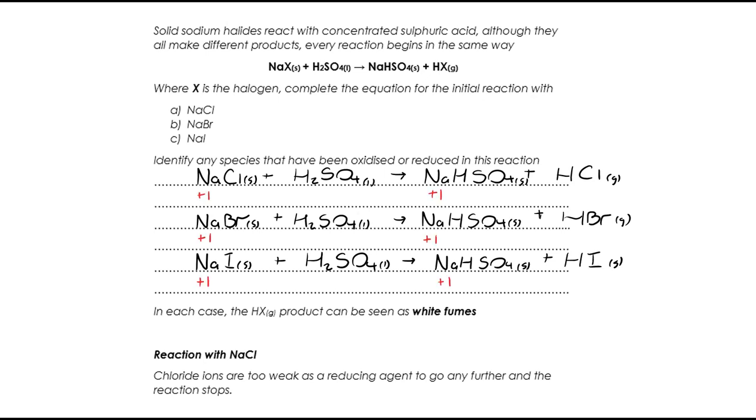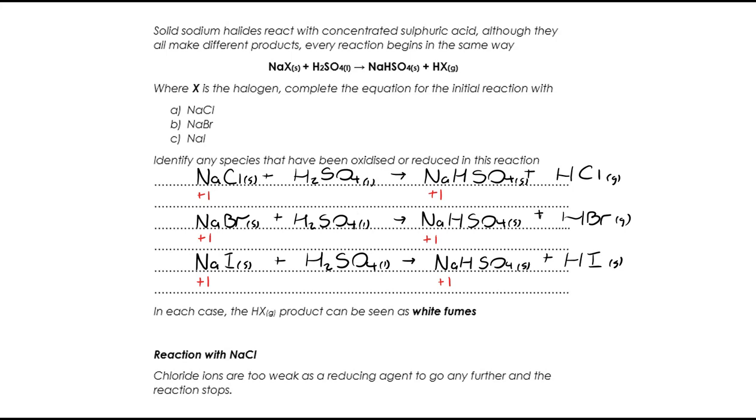Well, in every single case, sodium has remained +1. It's in a compound, and group 1 elements will form ions with the charge of +1 and have an oxidation state of +1 in a compound. If we then consider the halides, they have remained as -1. They're all in group 7, they're all combined with either an Na+ or an H+, so they have not been oxidized or reduced either.